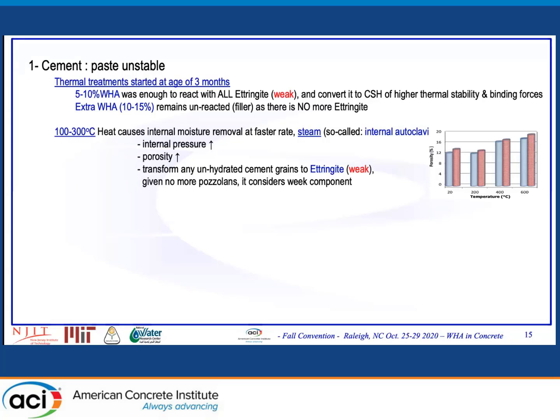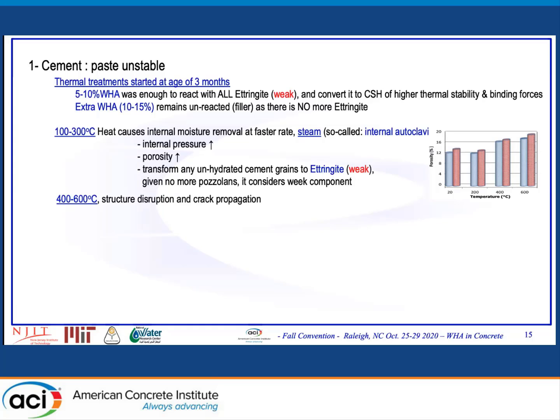So at a temperature between 100 and 300, this high temperature caused a lot of moisture evaporation from the concrete, and this is what they call internal autoclaving. This resulted in internal pressure on the particles, and it increases the porosity, and transforms any unhydrated cement grains to ettringite. So it remains ettringite of weak nature, so it decreases all the strengths of the materials.